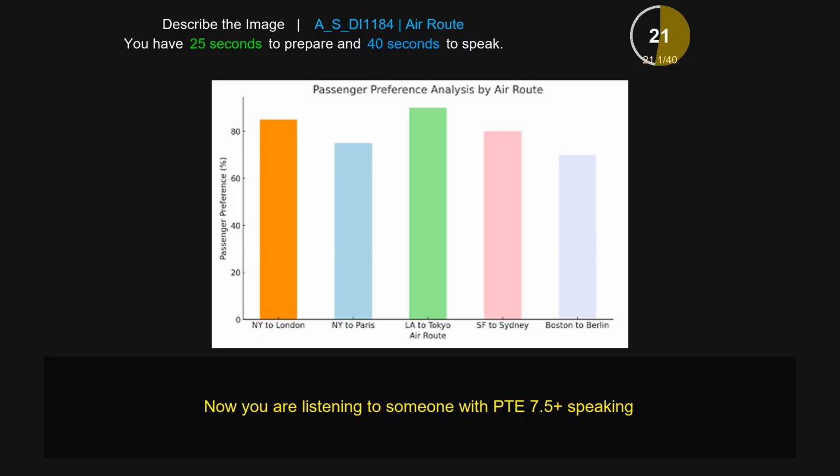It is evident that the LA to Tokyo air route is the most preferred by the passengers, followed by NY to London. The least is NY to Paris, and the second last is Boston to Berlin. The following image gives a great idea on the passenger preference analysis by route.